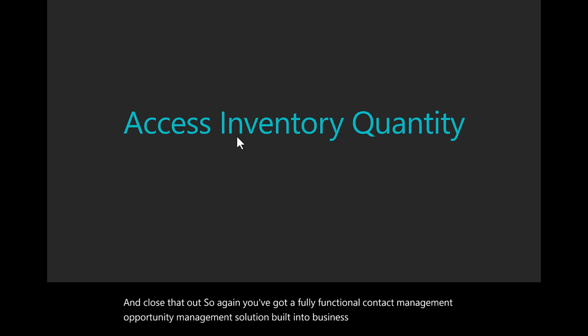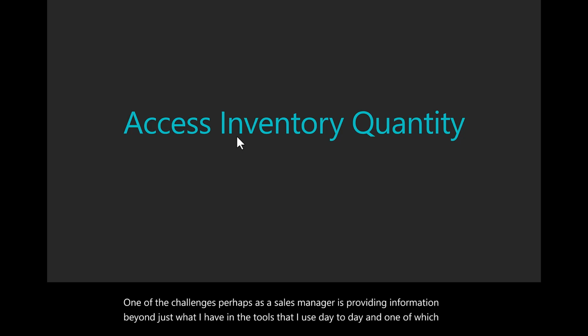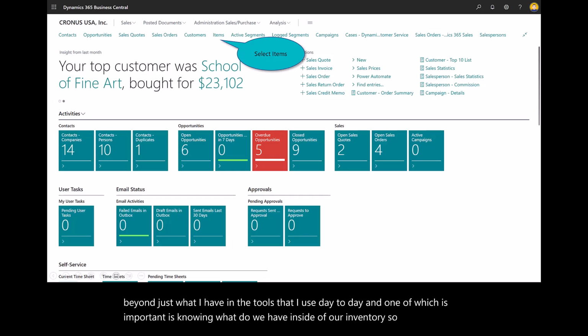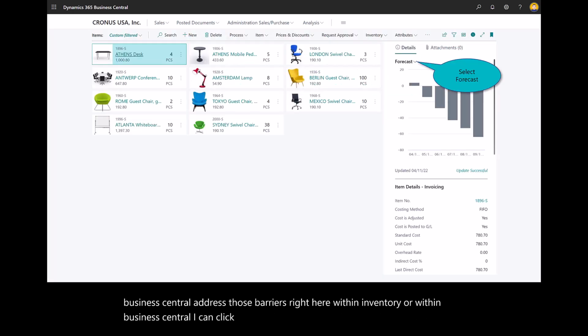Next, one of the challenges perhaps as a sales manager is providing information beyond just what I have in the tools that I use day to day. And one of which is important is knowing what do we have inside of our inventory. So how does Business Central address those barriers? Right here within inventory or within Business Central, I can click on the items and I can easily see which items we have inside of inventory.